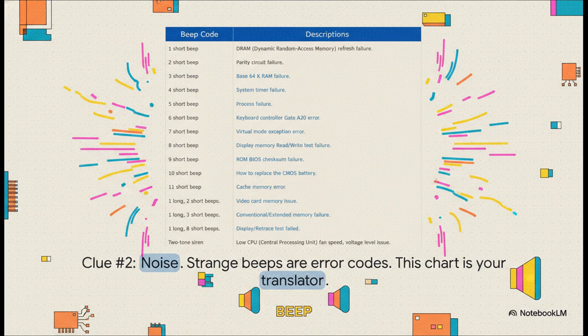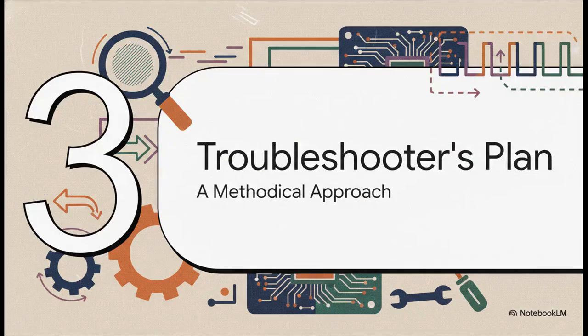These codes come from the BIOS, the computer's startup program. And this chart is basically your Rosetta Stone. It translates those beeps into real, actionable information. Okay, so you've gathered your clues. You've listened to the beeps. You've felt the heat. Now what?